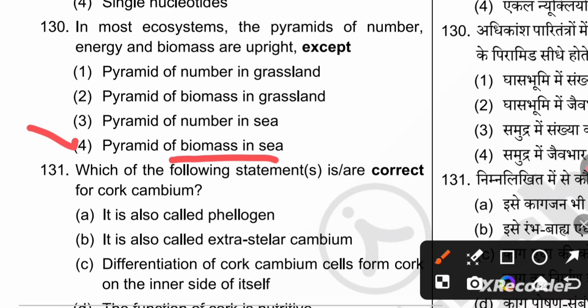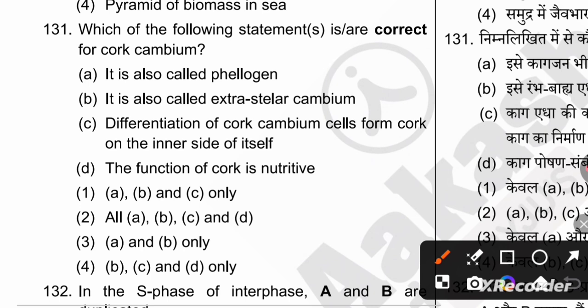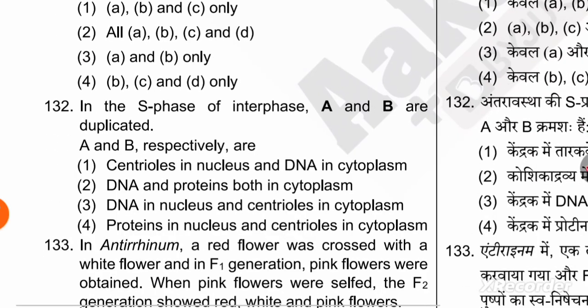Which of the following statements is correct for cork cambium? About cork cambium, we need to find out the correct statement. The correct statement for cork cambium is, it is also called phellogen, and it is also called extrastelar cambium. Whereas the remaining 2 options are wrong if you see the characteristics of cork cambium carefully in the textbook. Let us move to the next question.